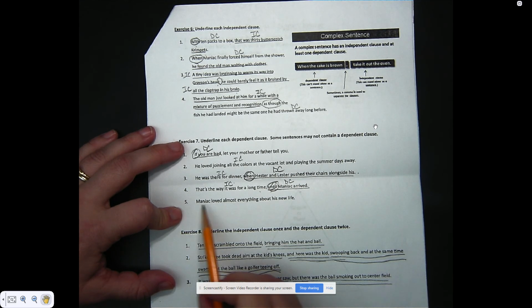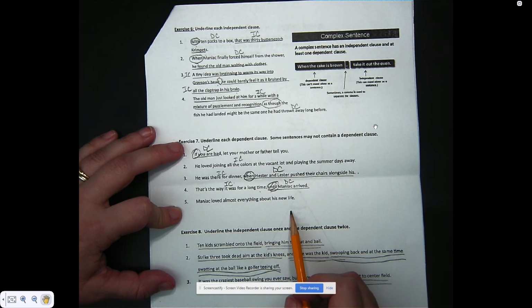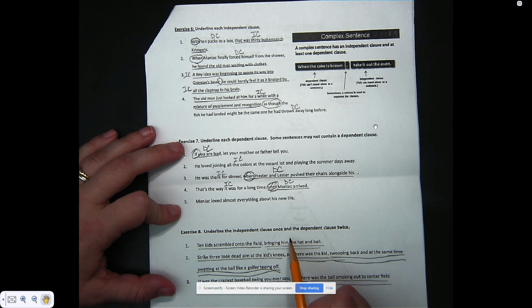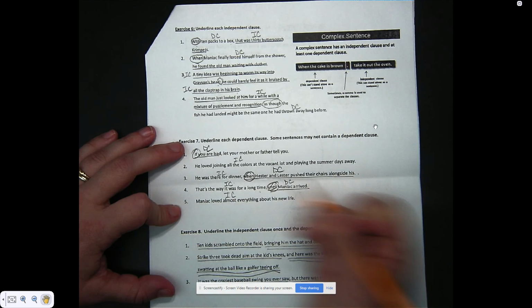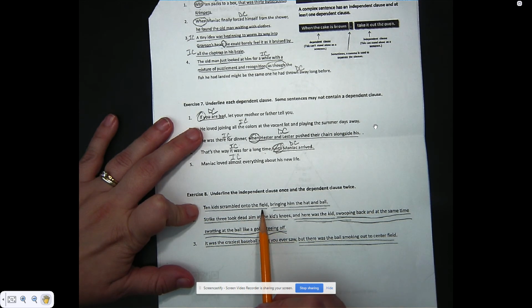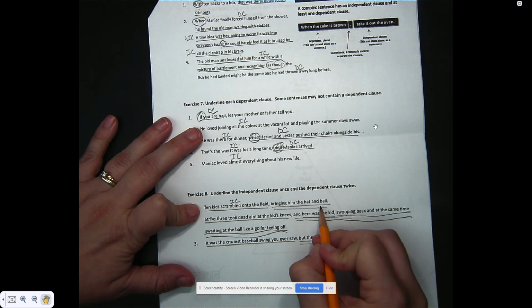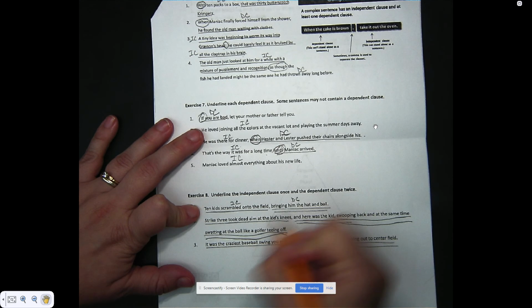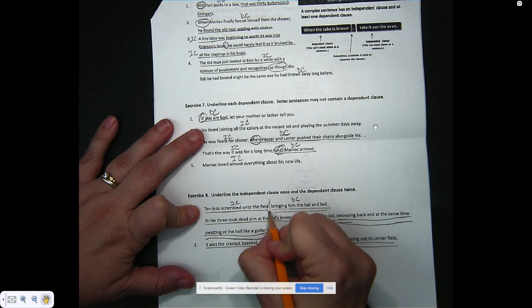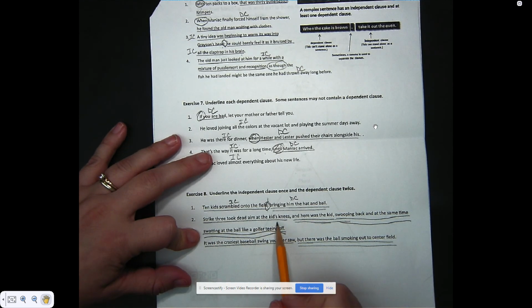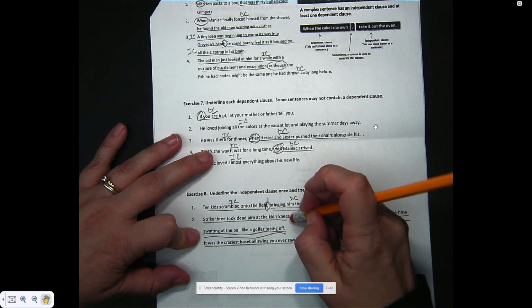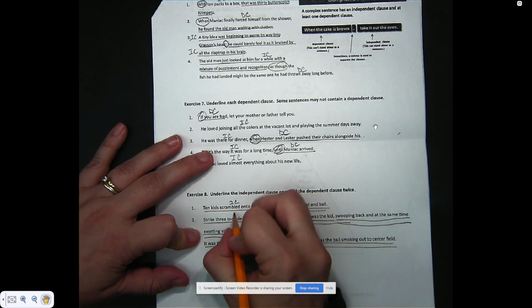Okay. Number 5, Maniac loved almost everything about his new life. That is an independent clause all by itself. No subordinate conjunctions. Number 8, this one's a little bit odd. So 10 kids scrambled onto the field. Independent clause. Bringing him the hat and ball is a dependent clause. You know this is divided because of the comma right here. Strike 3 took dead aim at the kid's knees. So that's an independent clause.